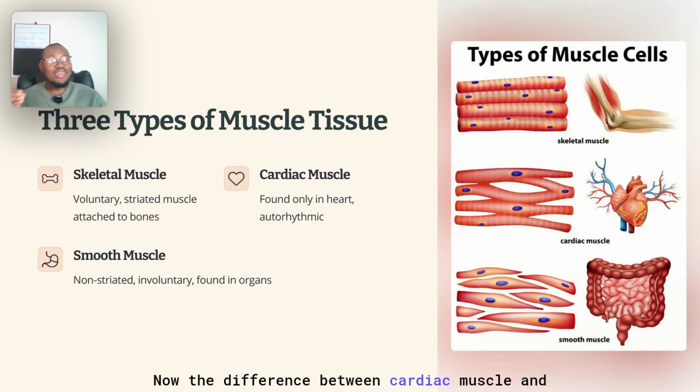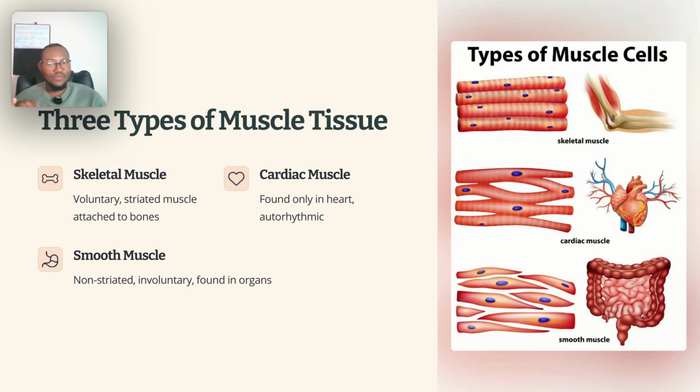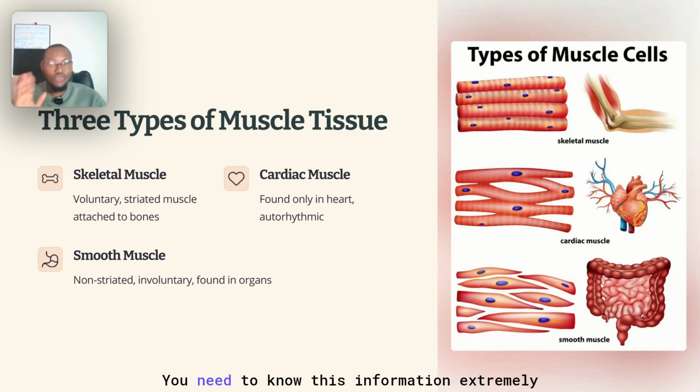Now, the difference between cardiac muscle and smooth muscle is that cardiac muscle is striated, but smooth muscle is non-striated. So, skeletal muscle and cardiac muscle, both of them are striated. Cardiac muscle and smooth muscle, both of them are involuntary. You need to know this information. Extremely important because it's definitely going to come out in your exam.